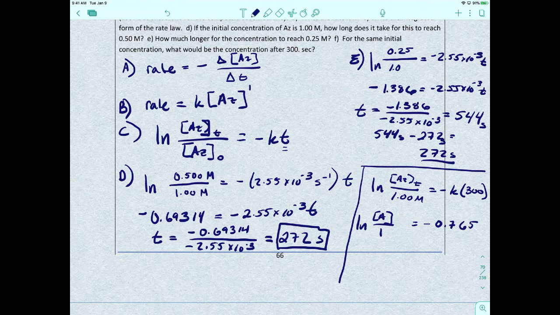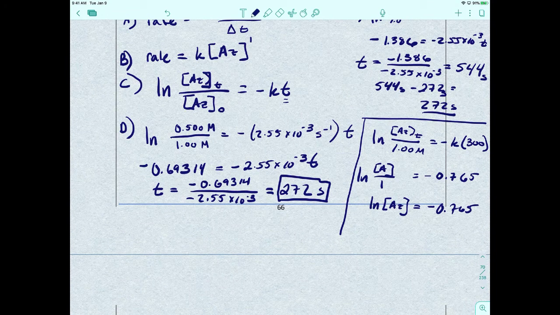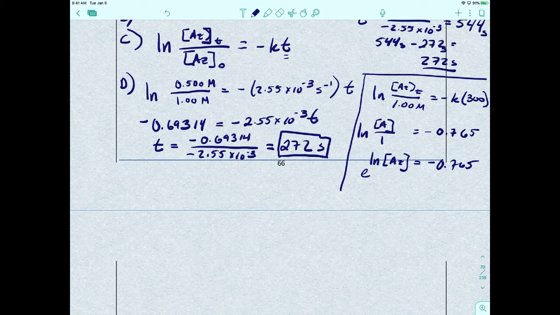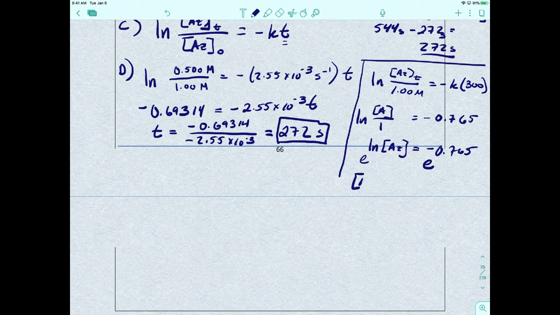So we can actually simplify this a little bit more and say that the natural log of the concentration of azomethane should be negative 0.765. All right, so now we got to undo that number. We got to undo the natural log. So that's going to be our exponent for e. So e raised to the natural log of the concentration of azomethane is going to be equal to e raised to negative 0.765. So that way the concentration of azomethane is going to be equal to e raised to negative 0.765.